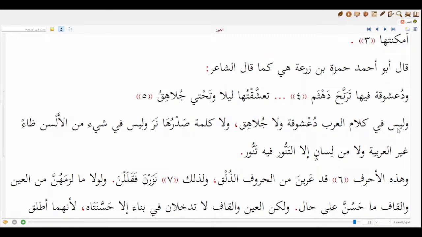So Abu Ahmad Hamza ibn Zur'a says, an example of usage of some of these words would be like the saying of the poet: وَدُعْشُوقَةٍ فيها ترنح دهثم تعشقتها ليلا وتحتي جلاهق. So this is a poem which is an example of the usage of one of these words, which is دعشوقة. And another one is also جلاهق, at the end of it. That's another example.